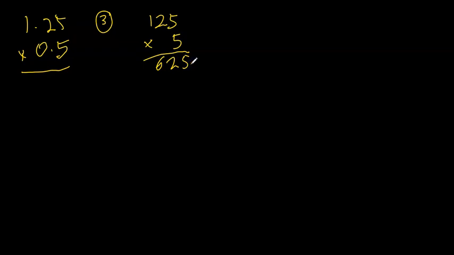We have to move this decimal point 3 places to the left. So this is 1, 2, 3. Our decimal point is now here, so our answer is 0.625. So remember, you're just counting the decimal places, note it down, multiply as whole numbers, and then count backwards.